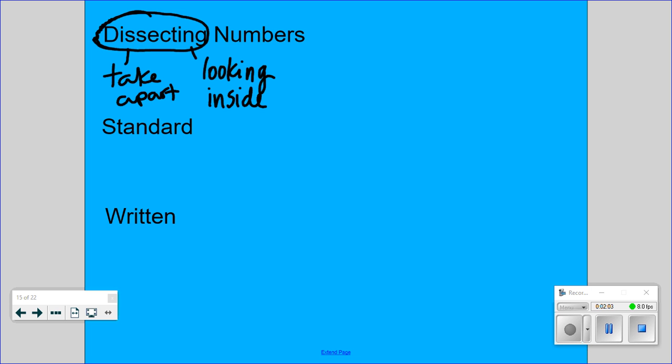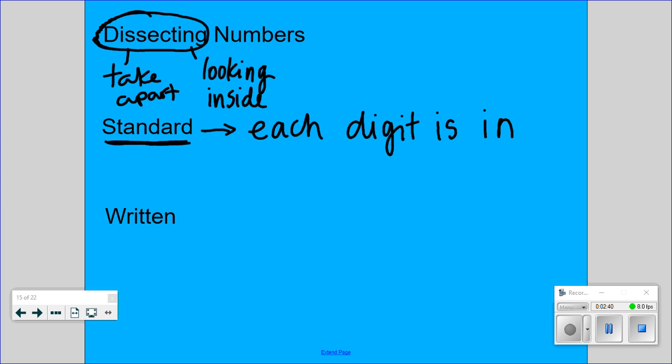So today we're going to dissect numbers, which means I'm going to be taking some numbers apart and looking at the inside. Normally, when we see numbers, they are written in what we call standard form. Go ahead and write that down, please. This is how we normally see numbers. Standard form is when each digit represents a specific place.